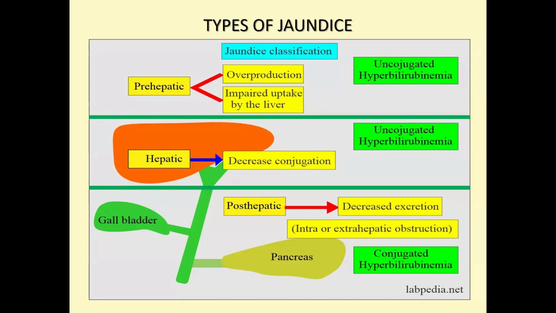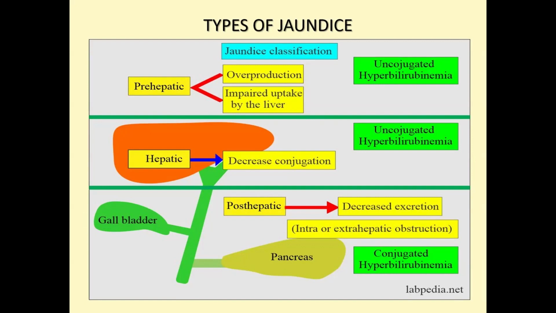Post-hepatic jaundice: decreased excretion of bile in the biliary tract into the duodenum because of either intrahepatic or extrahepatic obstruction. Here, the liver is fine. The liver is conjugating. Whatever bilirubin is coming is normal. The problem is, what is conjugated is not being sent out. So therefore, conjugated hyperbilirubinemia is seen.